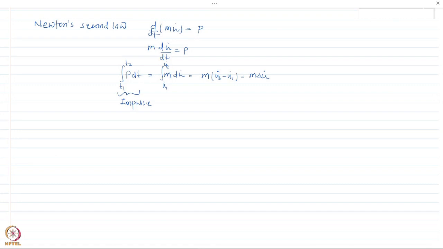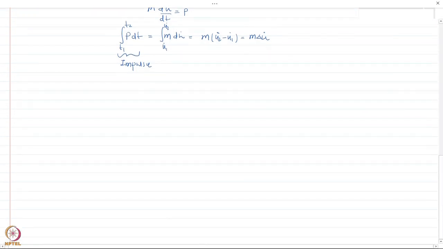As you can see from this expression, impulse is basically the change in momentum. So if you apply an impulse on any body, it is equal to the change in the momentum of that body.